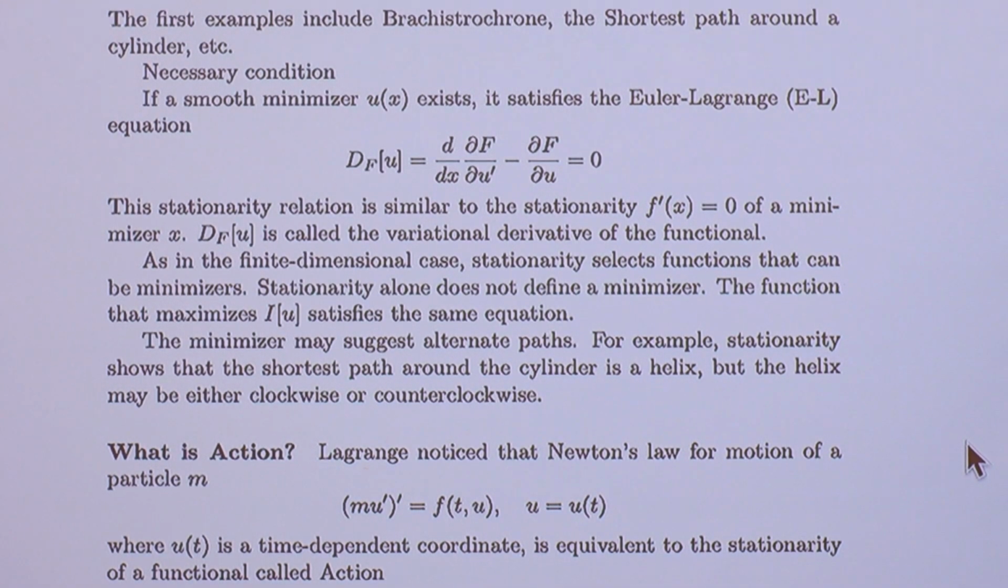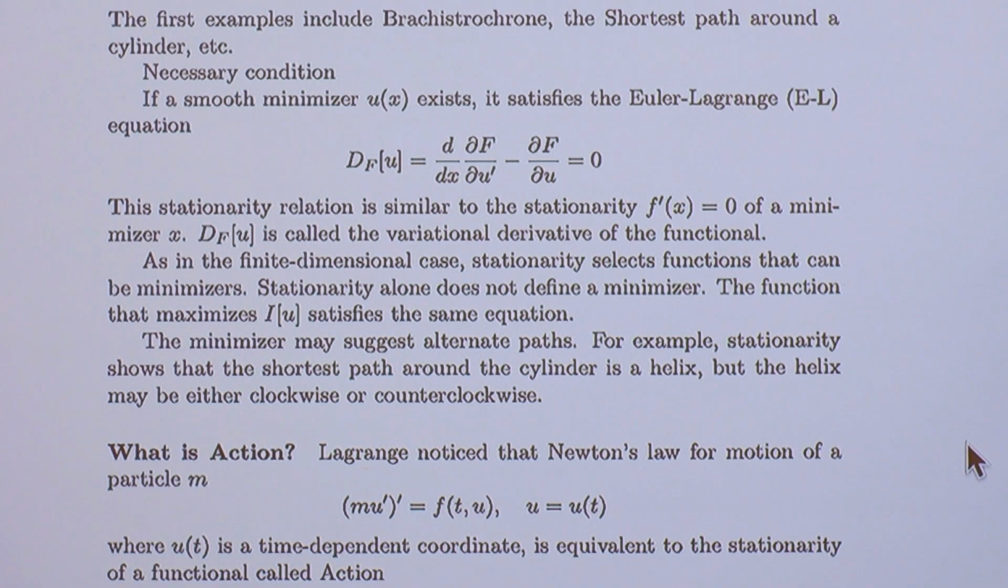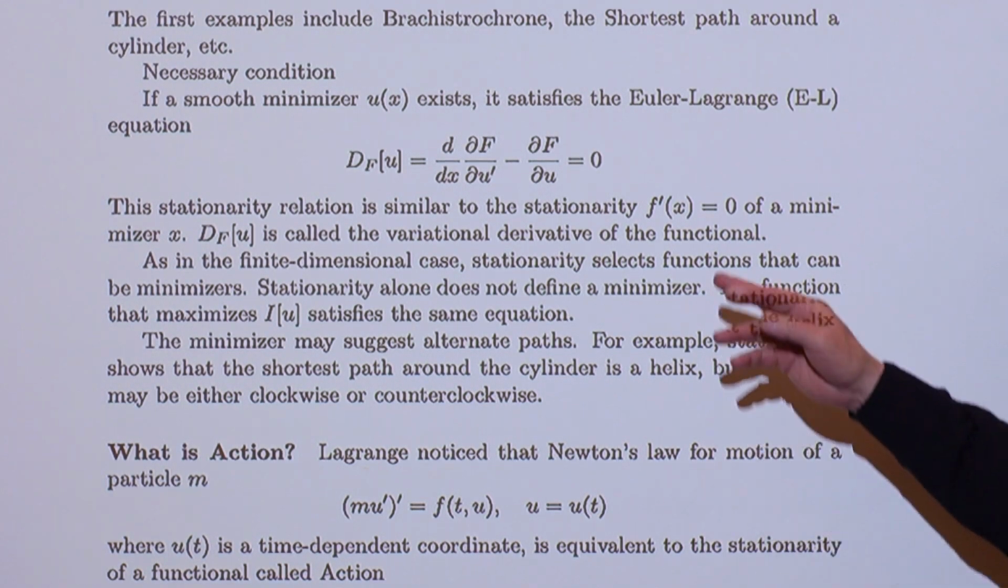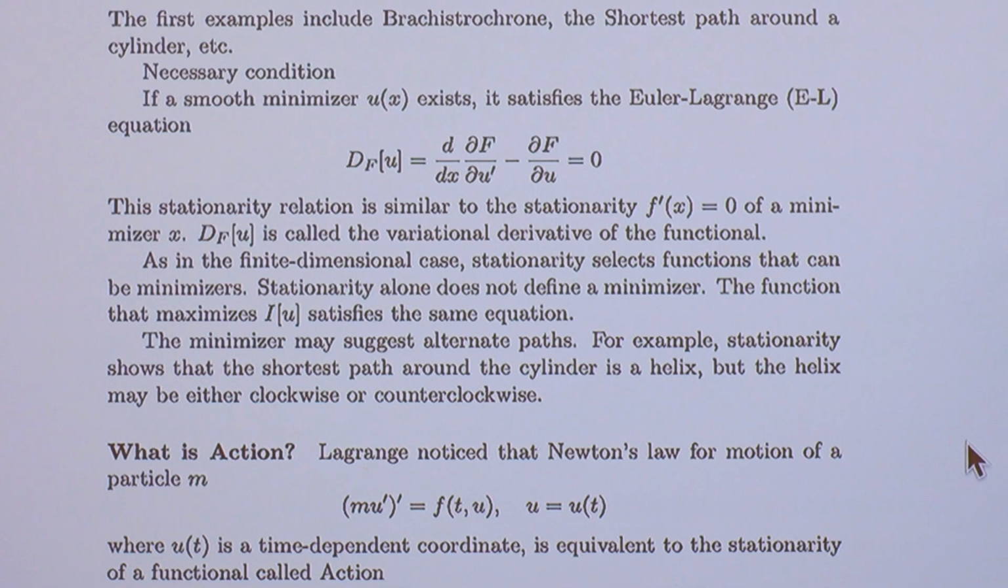And as in the finite-dimensional case, stationarity selects functions that can be minimizers, but stationarity alone does not define a minimizer. For example, the function that maximizes the same functional satisfies the same equation. It's the same as in calculus. The derivative is 0. It could be a minimum, could be a maximum, could be neither. And the equation for the minimizer might have several solutions.